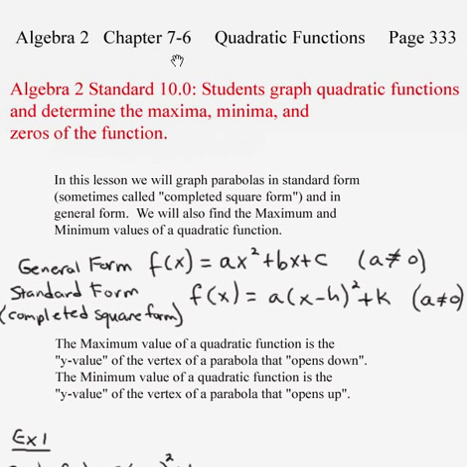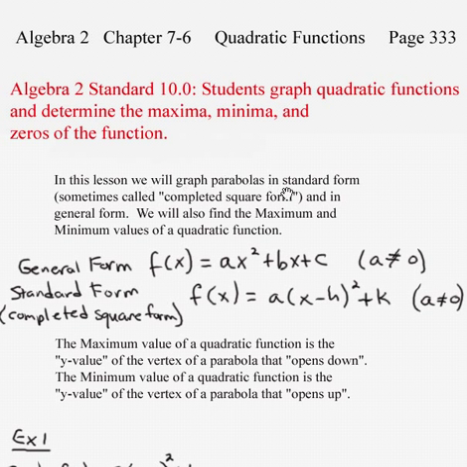Continuing in Chapter 7, Section 6, we are going to address Algebra 2 State Standard number 10, where students need to graph quadratic functions, and they may not be in standard form. We also need to determine the maxima, minima, and zeros of the function. That'll be apparent as we go through this lesson.